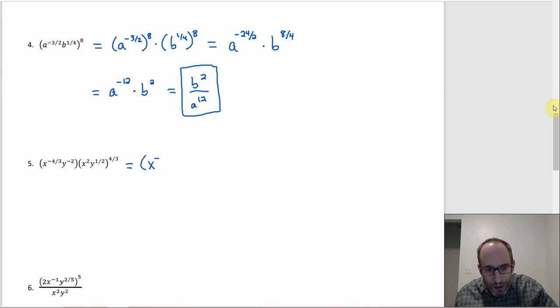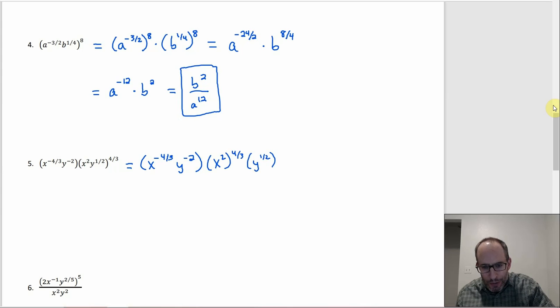So the x to the negative 4/3, y to the negative 2, for the moment is just going to stay there out front. And then if we distribute that 4/3 that's all the way over on the right through that product, then we would have x squared to the 4/3 times y to the 1/2 to the 4/3. All right. So now I guess that since this is all multiplication, we don't really need the parentheses anymore. So we can say, well, then this is x to the negative 4/3 times y to the negative 2, and then times x to the 2 times 4/3, but that's going to be 8/3.